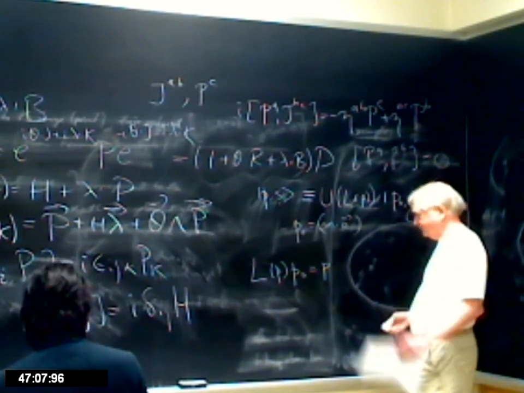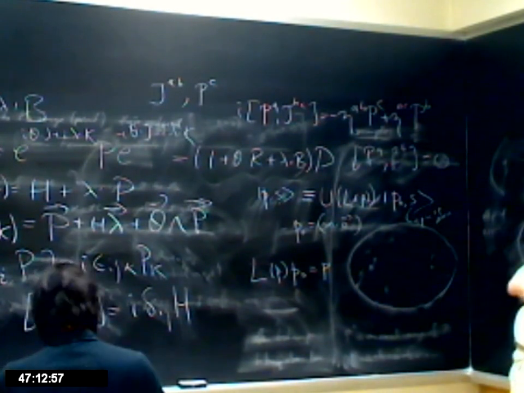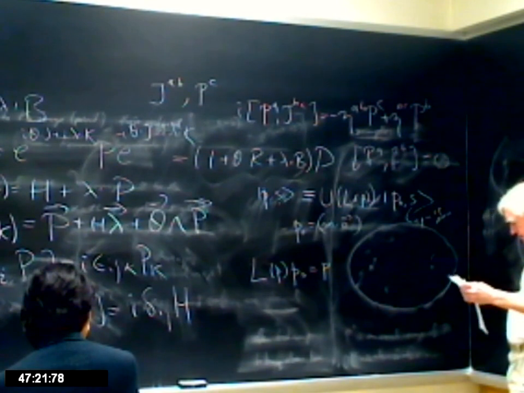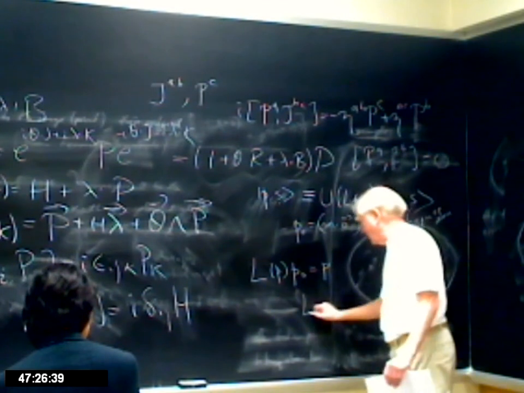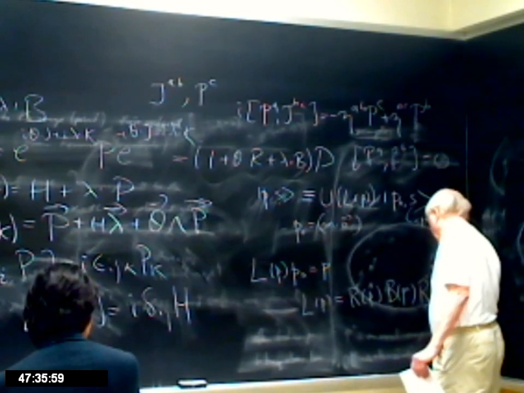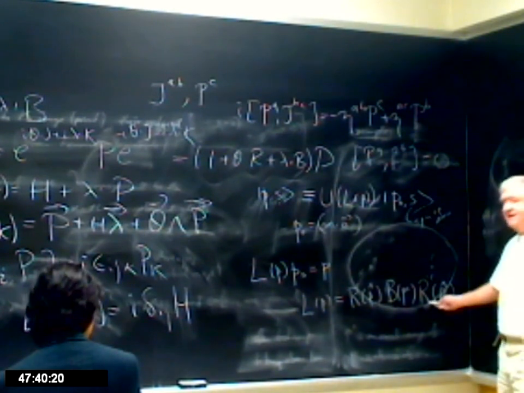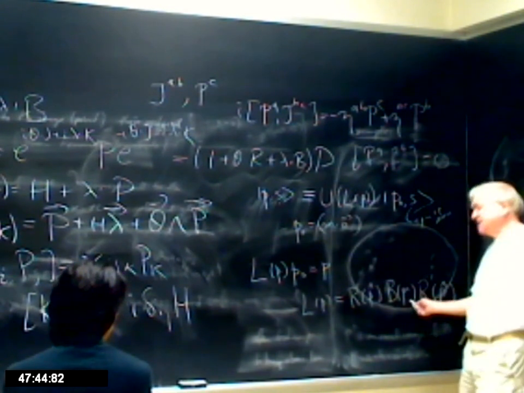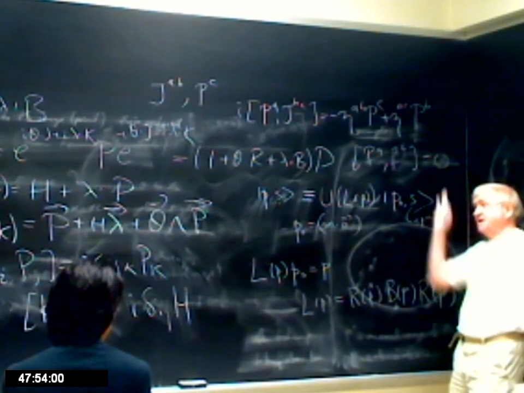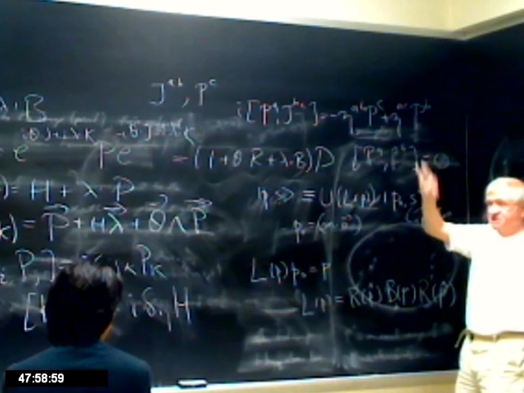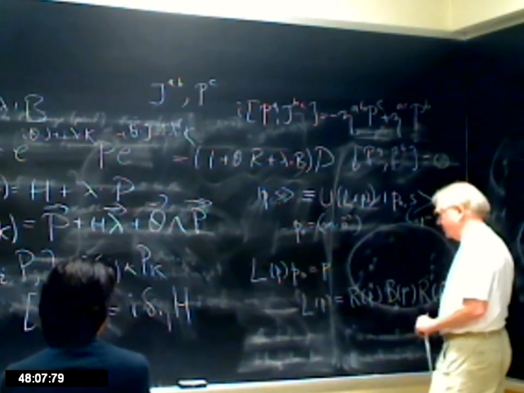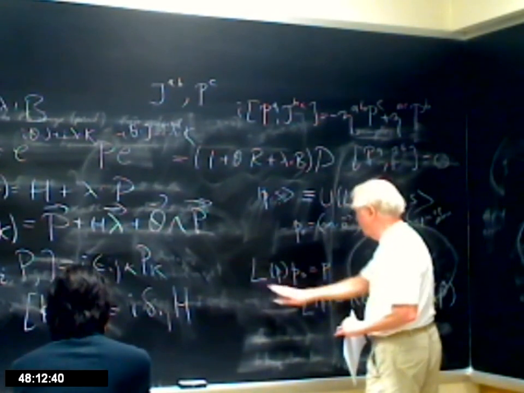A reasonable choice for L of P, actually now that I think about it, the choice that I wrote down in the notes isn't quite the right choice. Let me say what L of P will actually be. L of P is going to be R of P hat, B of P zero, and R inverse of P hat. So in other words, the rotation doesn't do anything to P zero. B boosts P0 up to P, but in the Z direction. And then R of P hat takes the momentum P in the Z direction and rotates it into the direction of actual P. But anyway, it doesn't matter what it is, really. This is Weinberg's convention. But you just have to decide what your L of P is going to be.